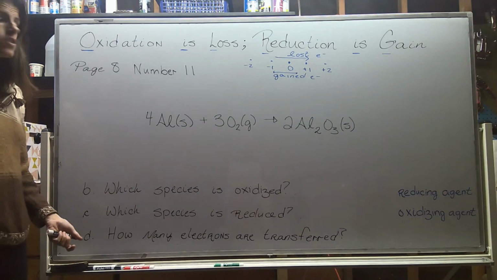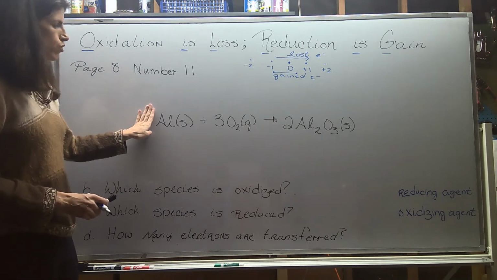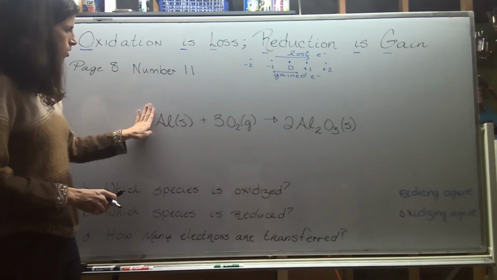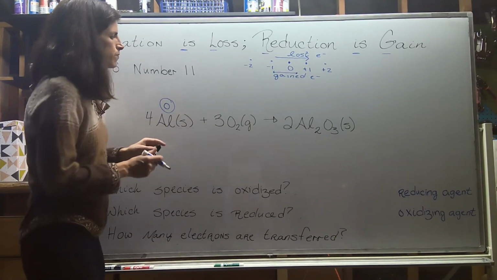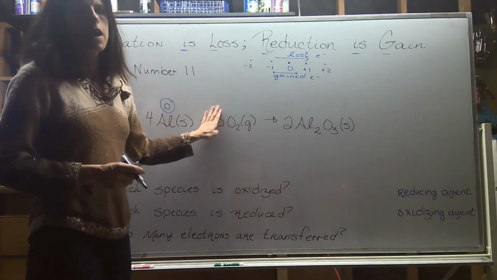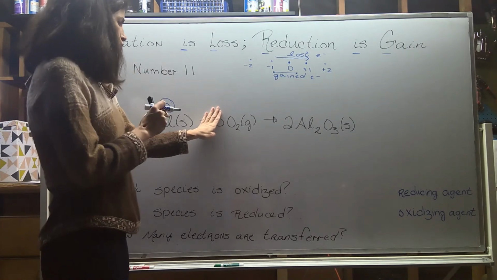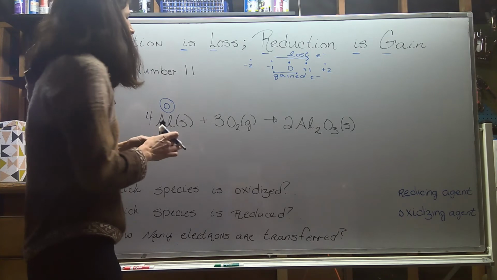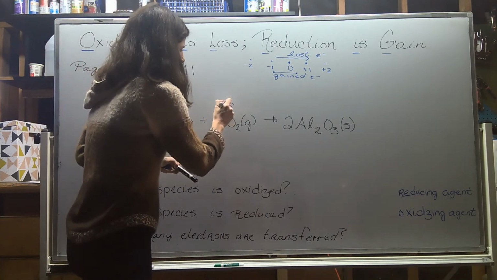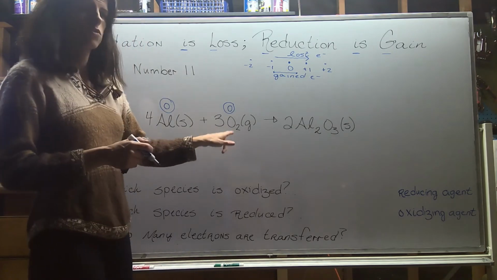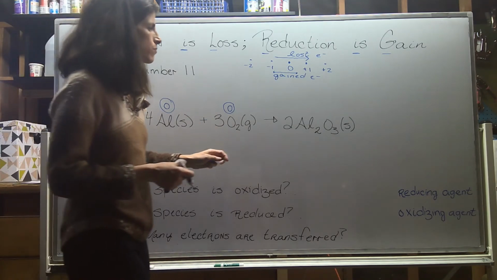All right, let's start by assigning the oxidation numbers. So I have neutral solid aluminum. I'm going to ignore that coefficient, and I'm going to give it an oxidation number of 0. This is diatomic oxygen, but it's still by itself, and it's neutral. It's just a single thing. I'm ignoring the coefficient, and I'm going to do a 0. Remember, you always have to do 0 on your diatomic elemental gases.